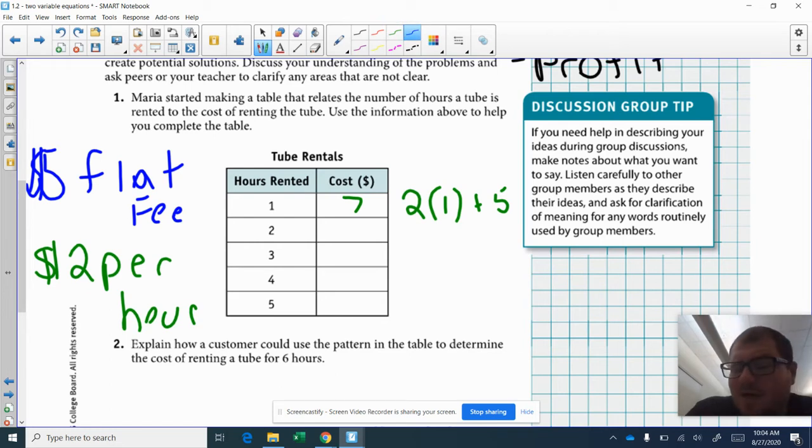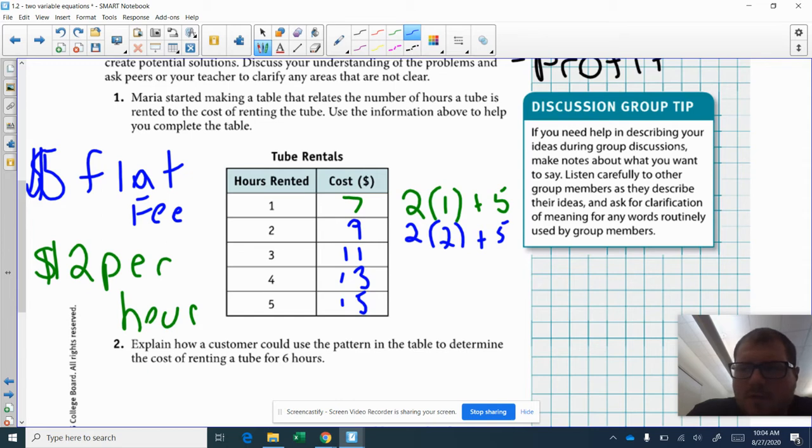So you can see this process will continue throughout the problem. Okay, in the second box, if I rented the tube for 2 hours, all I would have to do is take 2 times the hours, which is 2, and add 5 to that. Well, 2 times 2 is 4, plus 5 would be 9. Now, if you continue going through this problem, you could probably do the rest in your head. Okay, 2 times 3 is 6, plus a $5 flat fee comes out to be 11. And then we have 13 and 15.